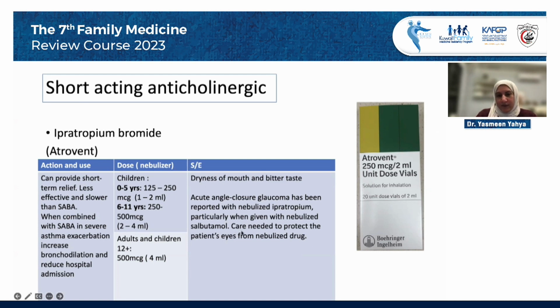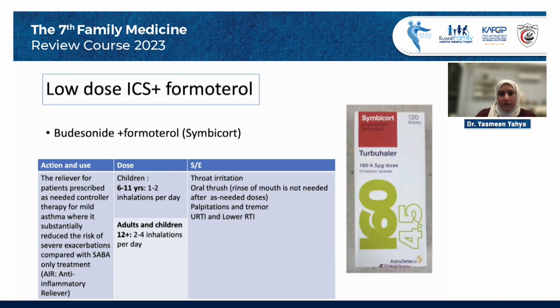moderate or severe exacerbations. And just make sure that you protect the patient's eye from the nebulized drug, because especially when combined with Ventolin, it can cause acute angle closure glaucoma. Very rare, but it's better to avoid that.